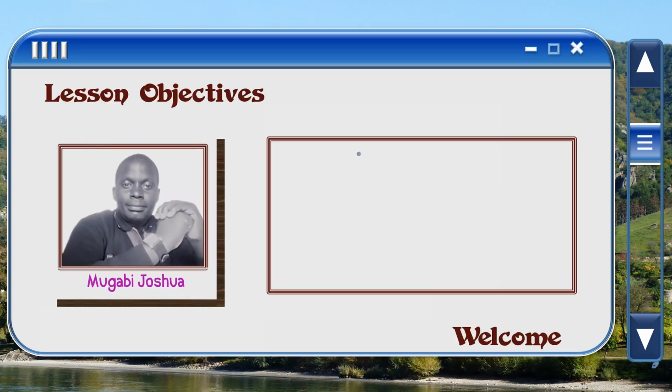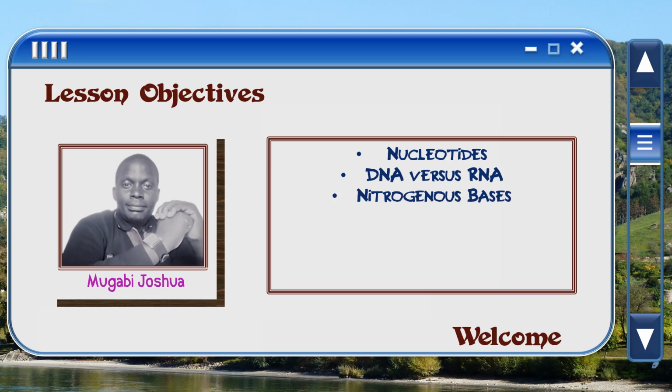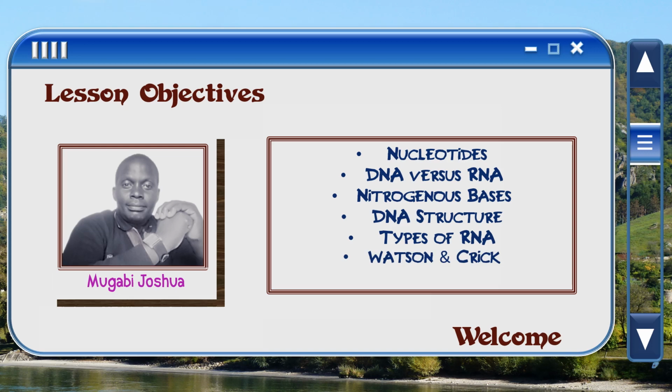Our lesson objectives are nucleotides, DNA versus RNA, nitrogenous bases, DNA structure, types of RNA, Watson and Crick, DNA organization.